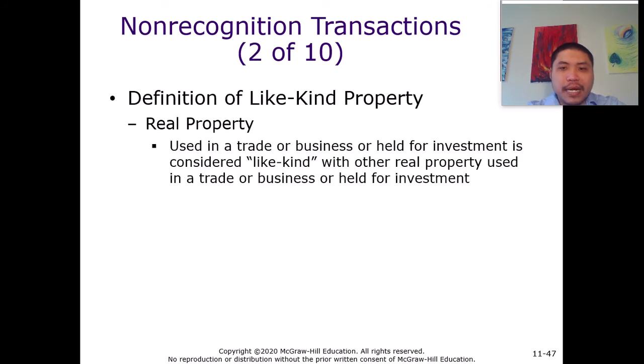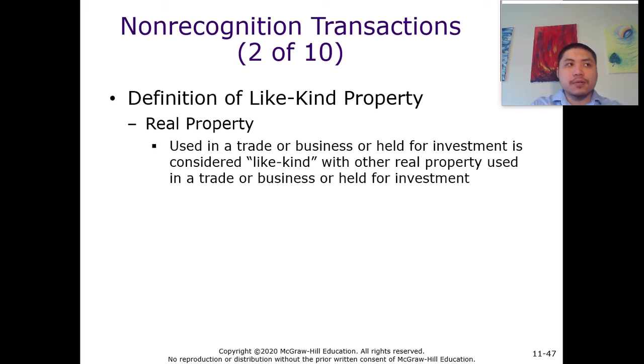As I mentioned, it has to be real property, and the real property has to be real property used in a trade or business or held for investment, right? So real property held for any other purpose cannot be considered like-kind property. It has to be property used in trade or business or held for investment. All right.